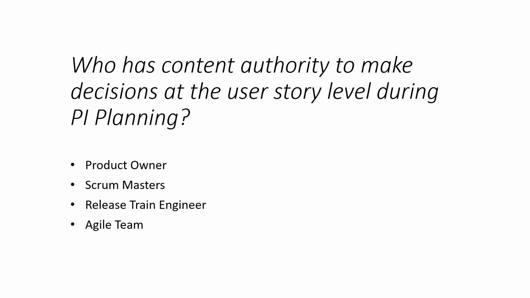Who has content authority to make decisions at the user story level during PI planning? You have these options. This is a very tricky question because when we talk about PI planning and authority, you may think of the release train engineer, but always keep in mind when it is related to the user story level, that authority belongs to the product owner. So the correct answer is product owner.